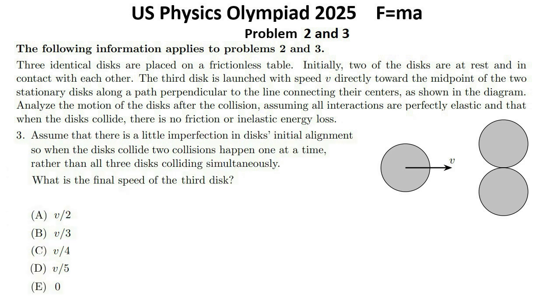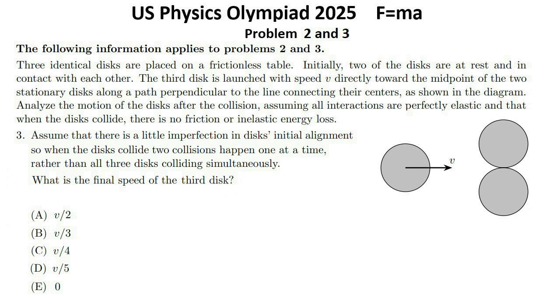Problem number 3. Assume that there is a little imperfection in the disks' initial alignment, so when the disks collide, 2 collisions happen one at a time, rather than all 3 disks colliding simultaneously. What is the final speed of the third disk?